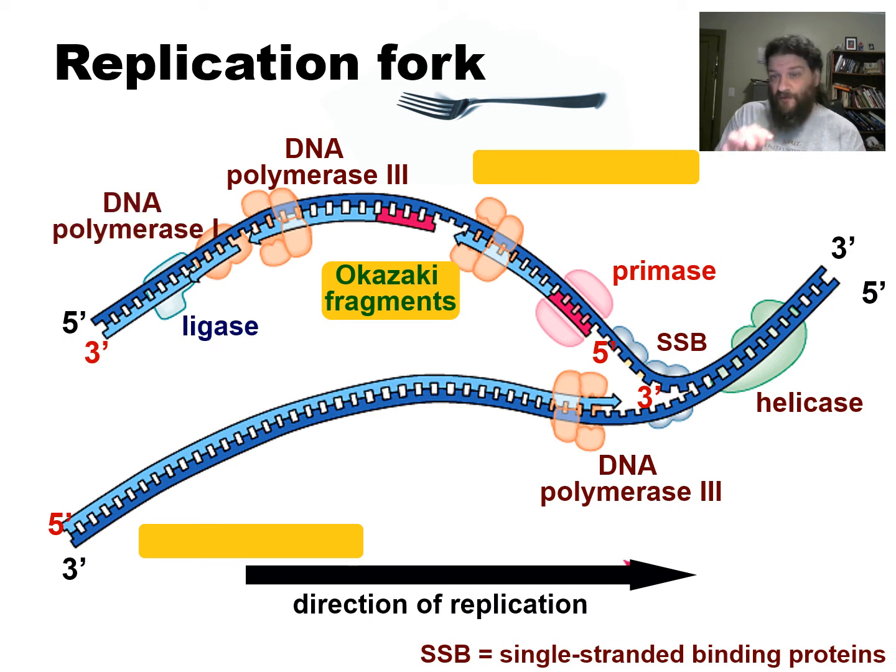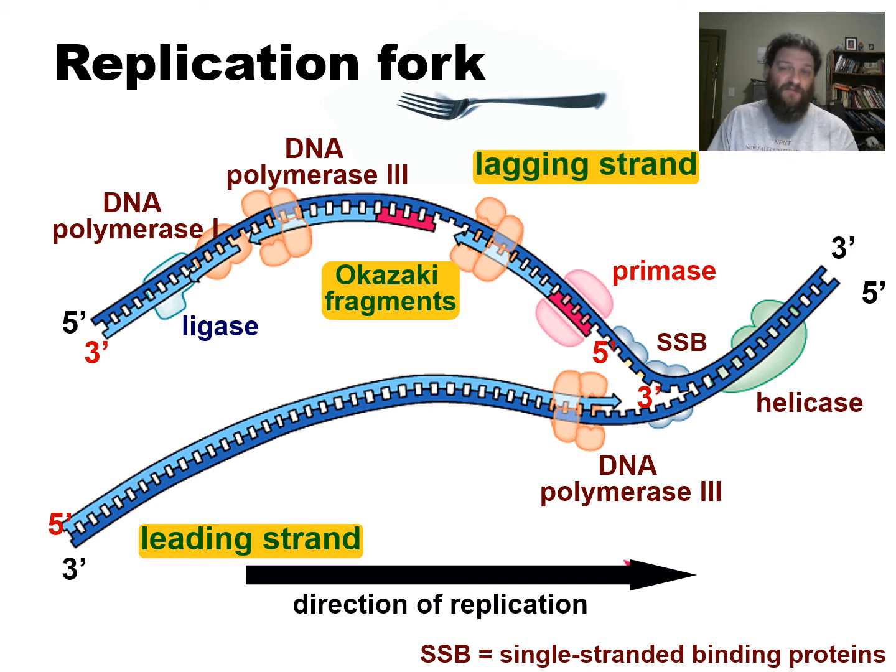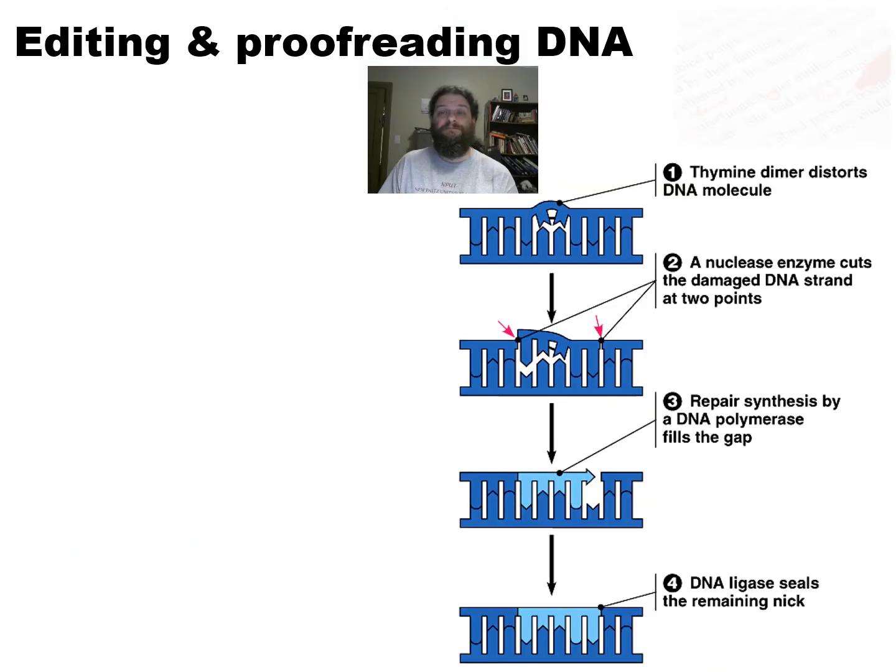And ligase is going to come along once DNA polymerase 1 replaces the RNA primers. Ligase binds them together. Of course, we don't see that in the leading strand because it's just getting added onto that 3' end. But in the lagging strand, we see all this activity. That's why it's called the lagging strand, because it has all of this action going on around it.